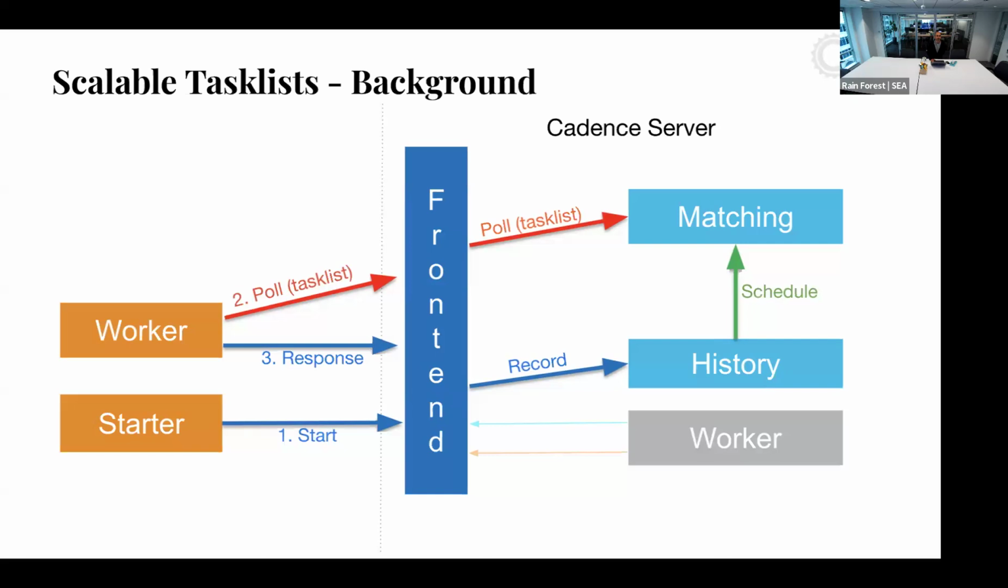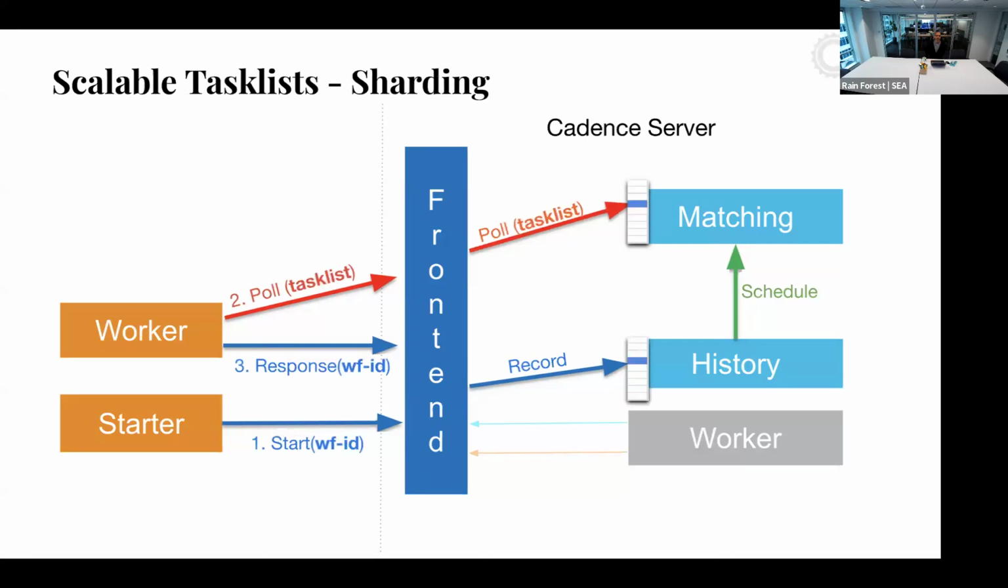Since we are talking about scalable task lists, I will go into a little bit more detail. Now I added something looking like a rack, and then I added some parameters to start and response, and I made the task list bold.